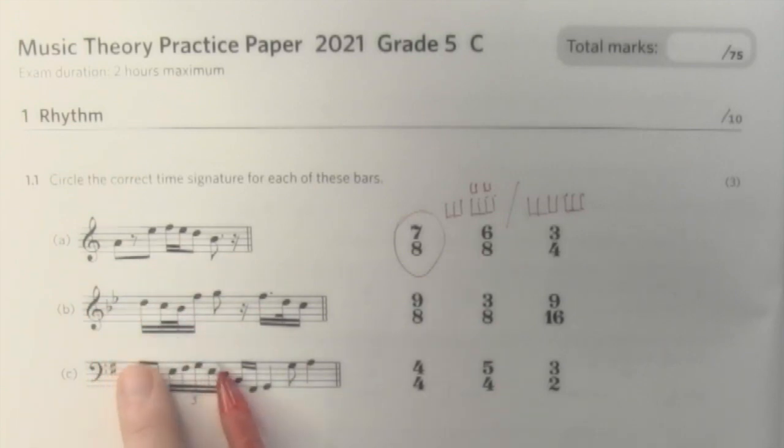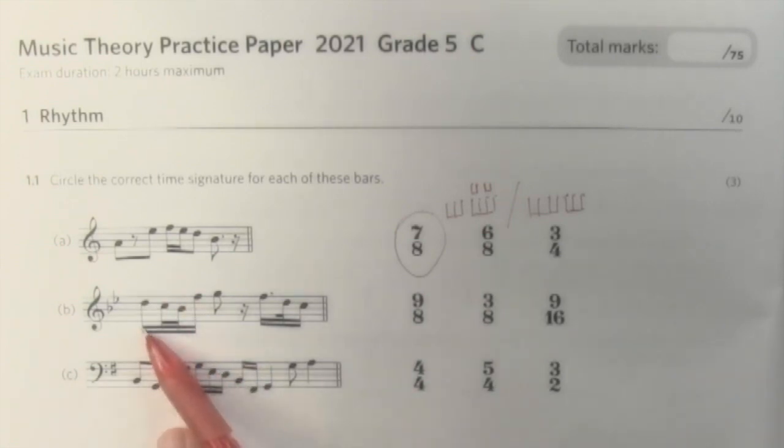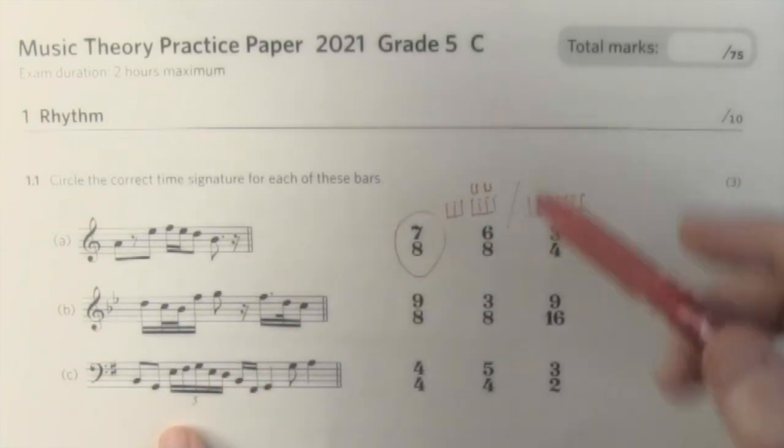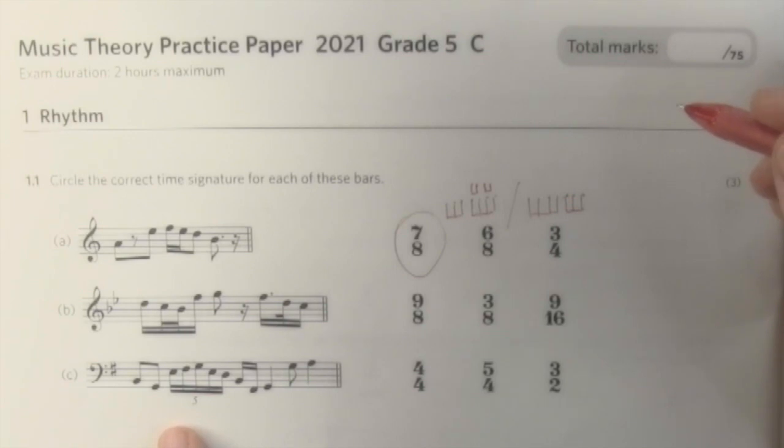The second one is again a compound time. Why? Because I have 1, 2, and 3 things together, and when this happens, it means that we have 3 beats. We have 3 beats only in compound times, 2 beats in simple times. If you don't know what I'm talking about, go and watch the videos relating to this. I think it's in grade 3. I link it below, or I try to put it in the card up here.